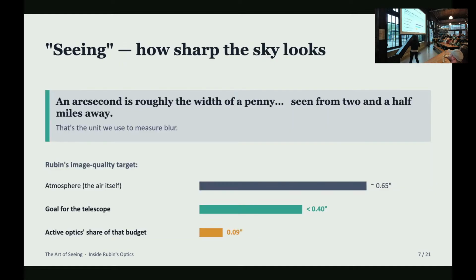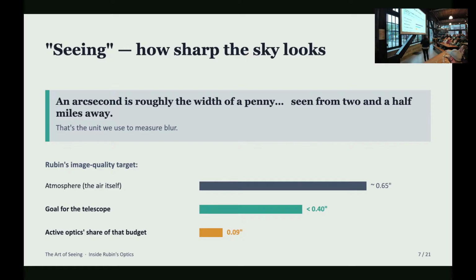When we talk about having a good image, what we mean is something we call seeing. It's determined by something we astronomers call arc seconds. It's a unit which is, if you are looking at the width of a penny from 2.5 miles away, that's the angle that we're talking about. That would be an arc second.